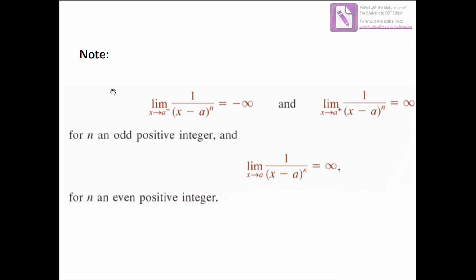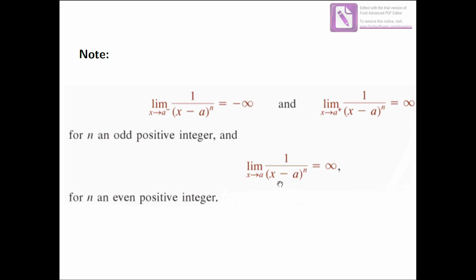So note that the limit of 1 over (x minus a) to the power n when x approaches a from the left is minus infinity, and the limit when x approaches a from the right is infinity, for any odd positive integer n. We mean by odd 1, 3, 5, 7, 9, etc.